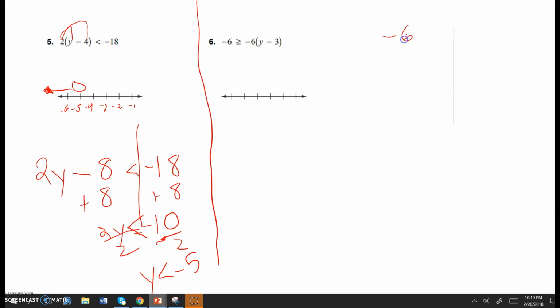Same thing with this one, except now our variable's on the right-hand side, which is okay. We just have to keep that in mind when we're drawing our arrow, because it's going to help determine where our arrow is going to go. This is a minus.